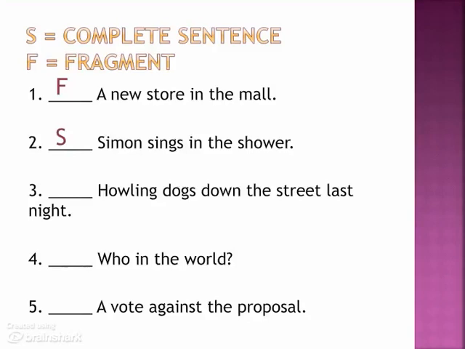If you said it's a fragment, you are correct. We have howling dogs. Howling is not our predicate. It's not our verb. It's describing the dog, so it's an adjective. So in the sentence, the dogs aren't actually doing anything. They are howling dogs. They are not actually howling. So it's a fragment.